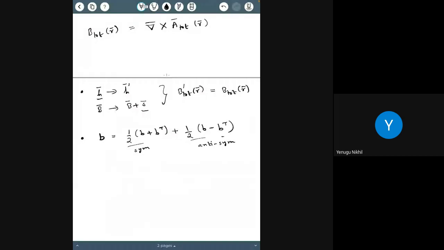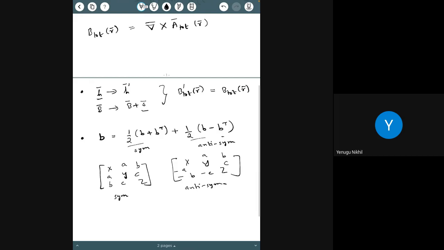So what is basically a symmetric and an anti-symmetric part? If I have, let's say, 3 elements here, then if I have A, B, B, C, C, this is a symmetric matrix. And if I have X, Y, Z, A minus A, B minus B, C minus C, then this is an anti-symmetric matrix. So B can be split into 2 such parts.